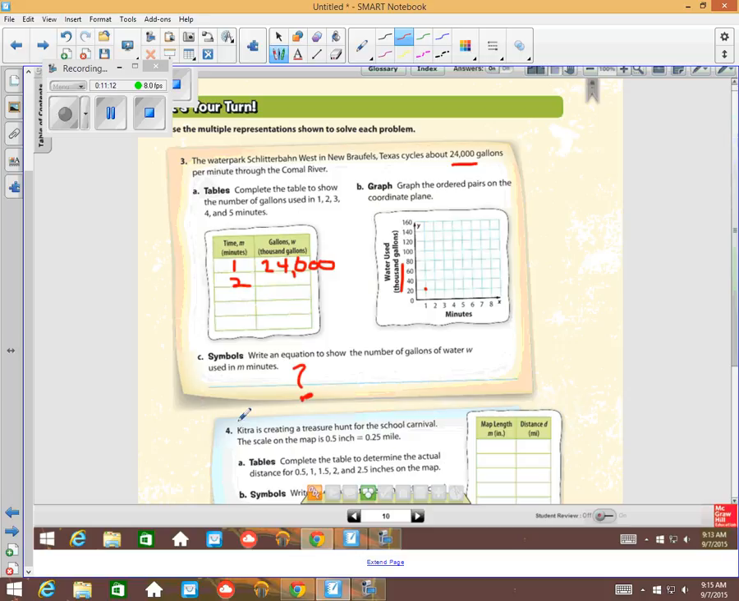And same thing with number 4, basically. It tells you the scale on the map is 0.05 inches equals 0.25 miles. So complete the table to determine the actual distance. So you have the length in inches and the miles. Okay. So it starts you off with 0.05 inch equals 0.25 miles. So the inch here and the distance in miles here. Okay, so send me a message on Moto if you have any problems.